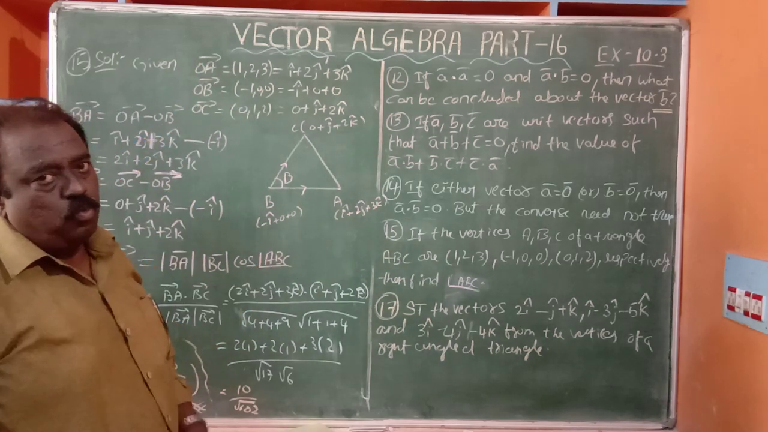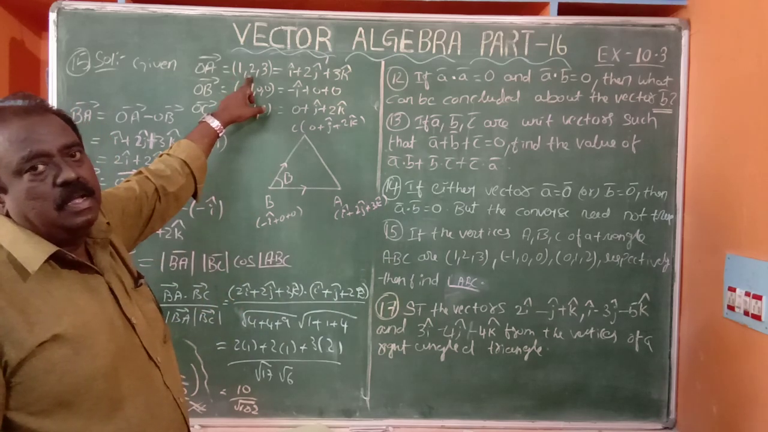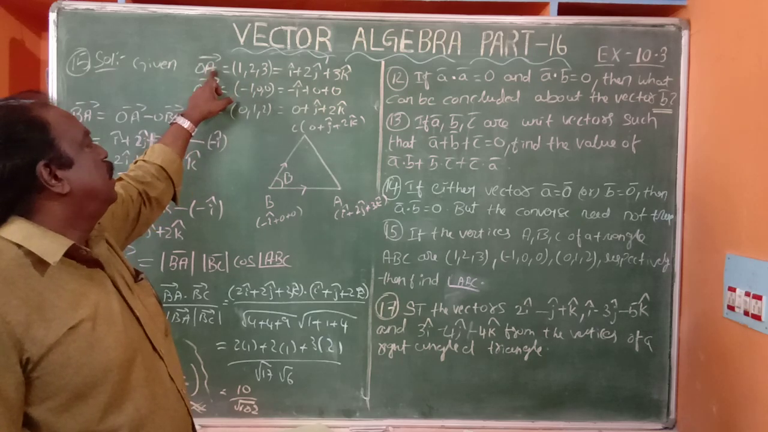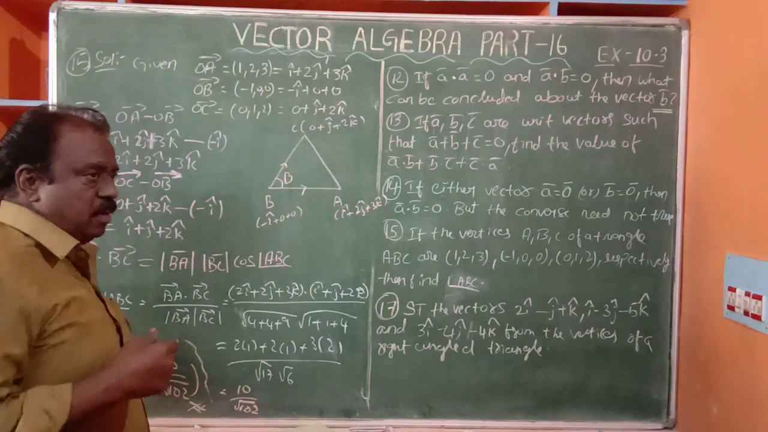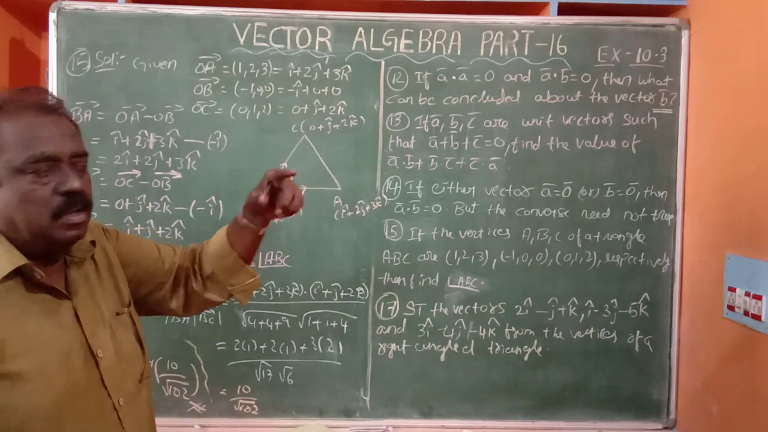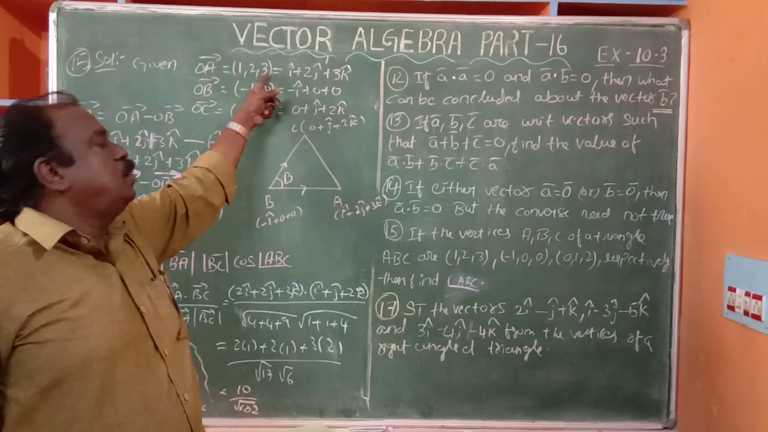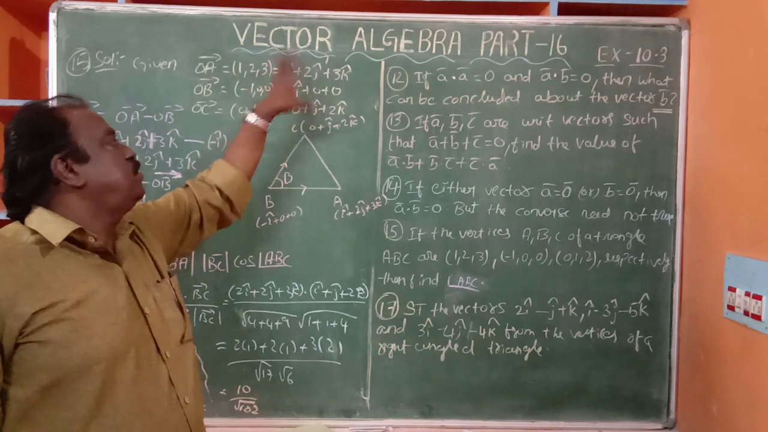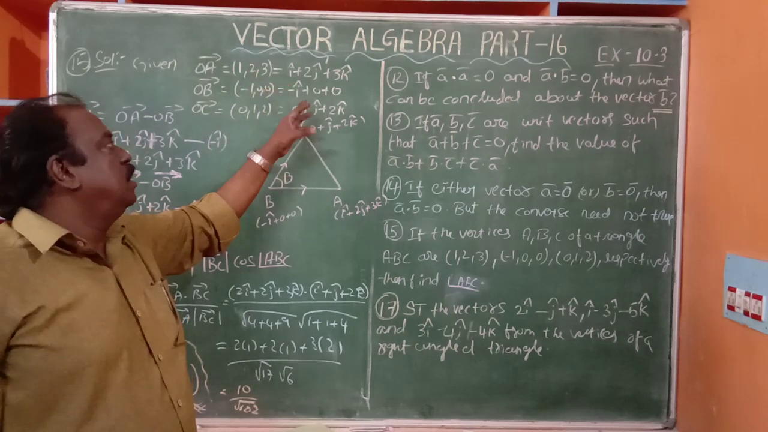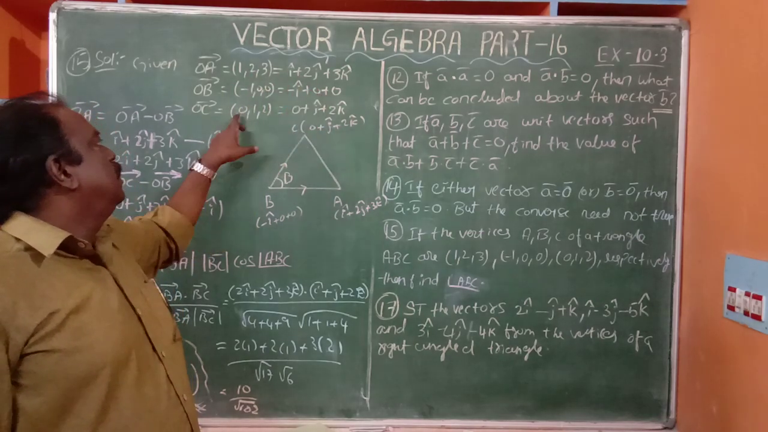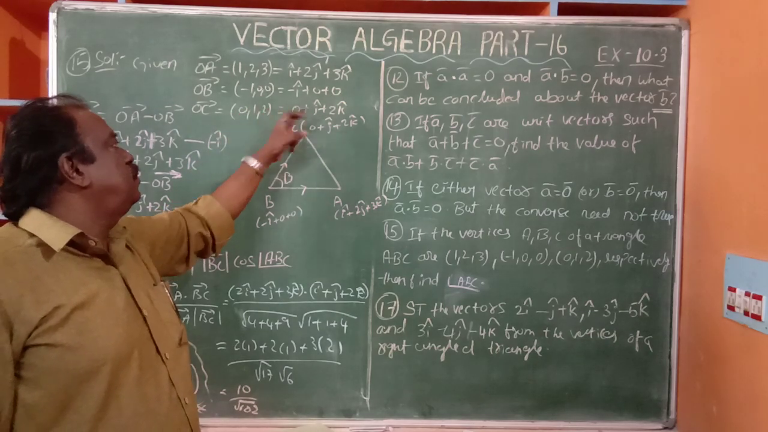Geometrically, it is given by vertices. That means 1, 2, 3 are the coordinates of the point A. Suppose points A, B, C, and the origin is there, wherever. Now the point A has coordinates 1, 2, 3, that is I plus 2J plus 3K. Point B is minus 1, 0, 0, that is minus I only plus 0J plus 0K. And C is 0, 1, 2, that is 0 plus 1J plus 2K.